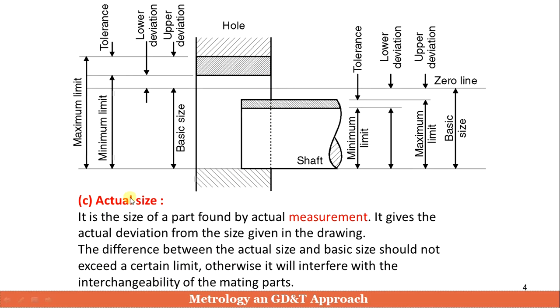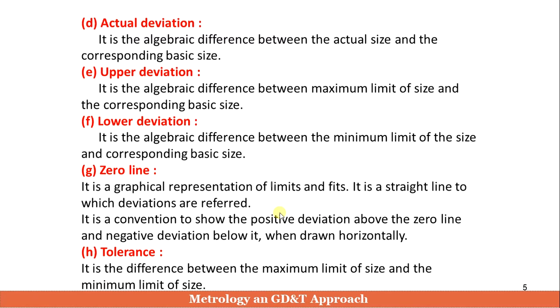Coming to the basic terminologies, actual size is nothing but the measured size of a component, measured with the help of any of the instruments which we have discussed in our earlier videos. Then actual deviation is the exact deviation from the basic size. We have upper deviation, as I discussed earlier, that is the difference between the maximum limit and the corresponding basic size. Then we have lower deviation and a zero line, which is nothing but a standard basic line, a graphical representation for limit fits.